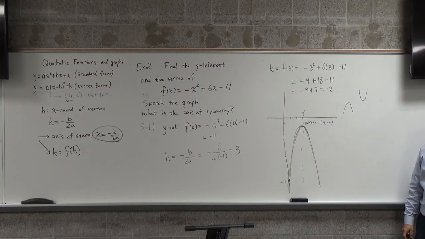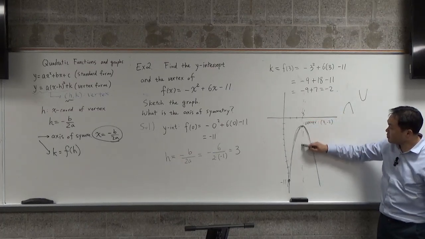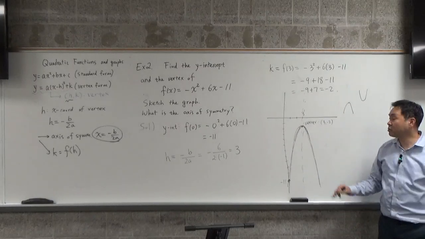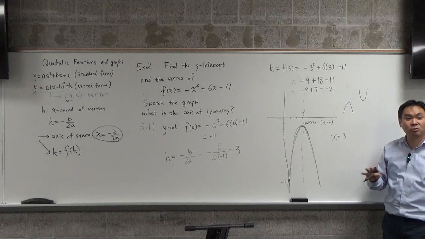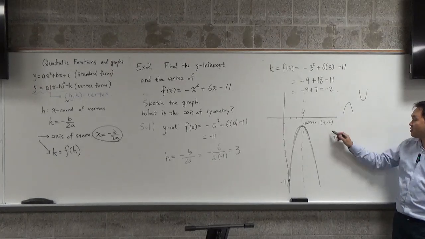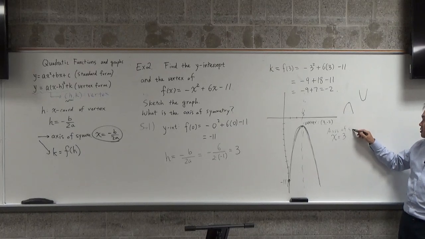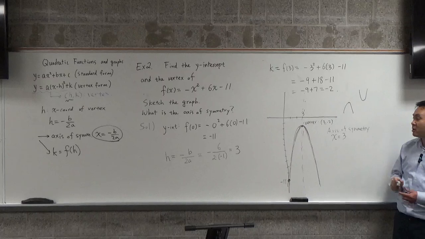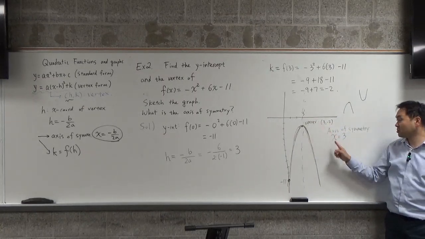Finally, what is the axis of symmetry? It's this vertical line, right? What's the equation for this vertical line? X equals 3. Yeah. Vertical lines have the form x equals a number, right? So this is the axis of symmetry. The axis of symmetry is x equals 3 because it's the vertical line passing through 3. So the x value is 3.